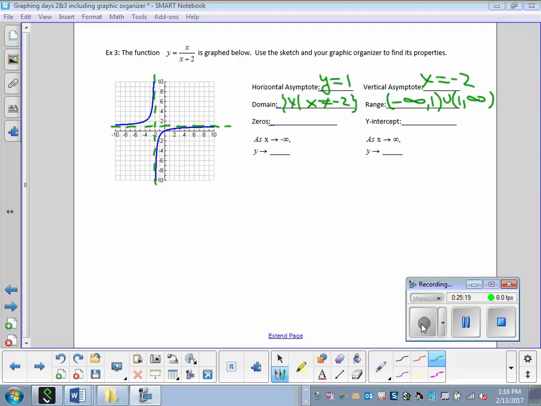And just from looking at the graph, what are the zeros? The x-intercept, or zero, is (0, 0). What about the y-intercept? (0, 0). The zero is (0, 0), very good.